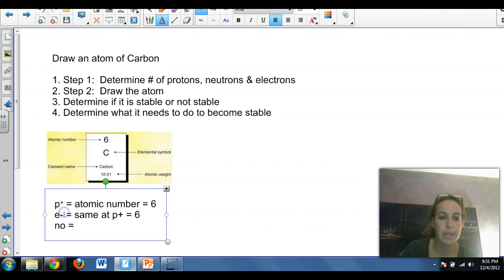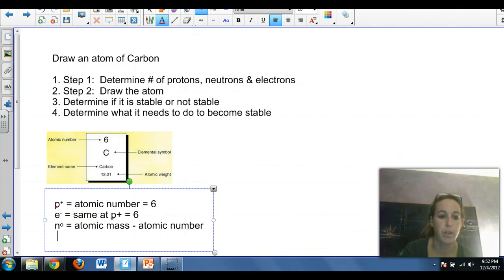So proton is a P with a little plus sign showing that it has a positive charge. E isn't for electron, has a negative sign, and then the 0 for neutron because it's neutral. Okay, so to figure this out, it's the atomic mass minus the atomic number.